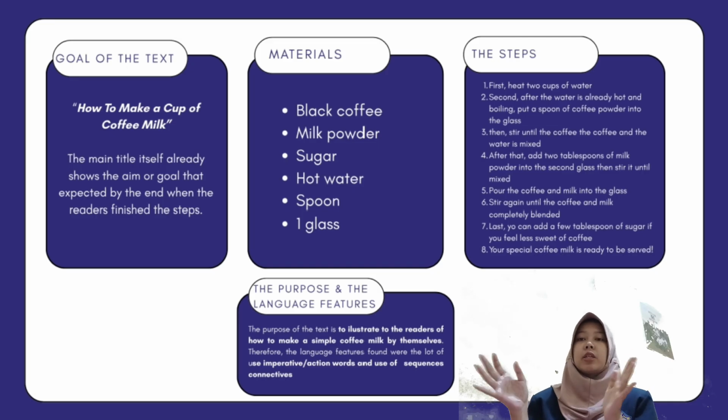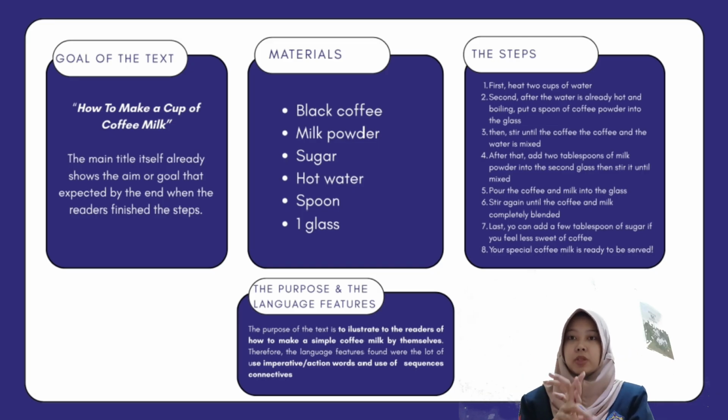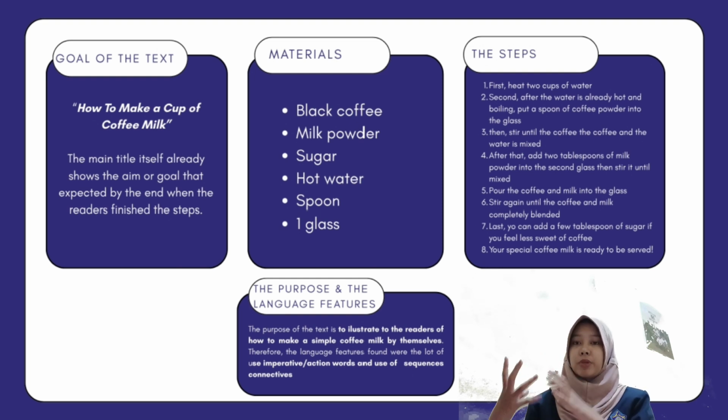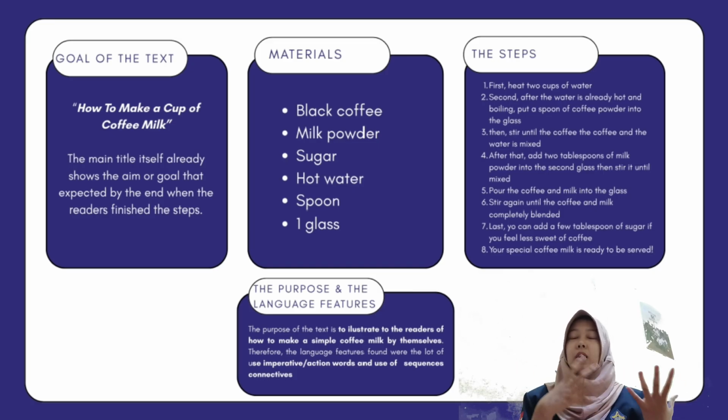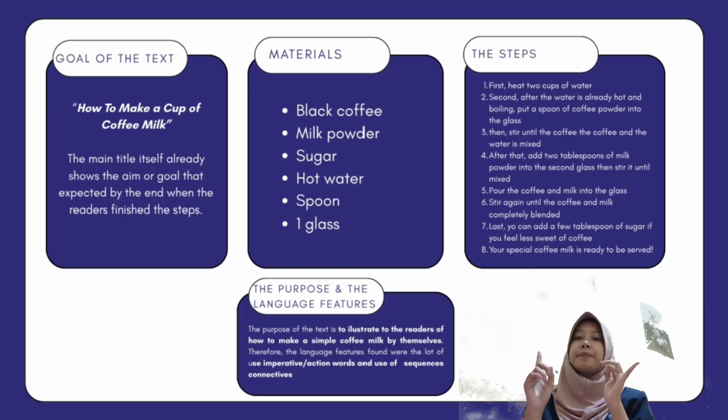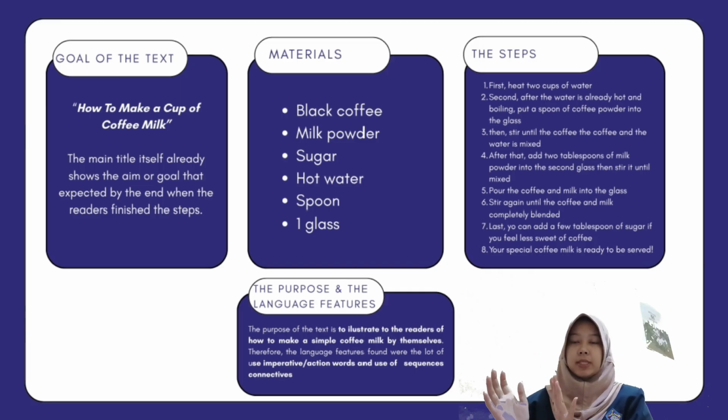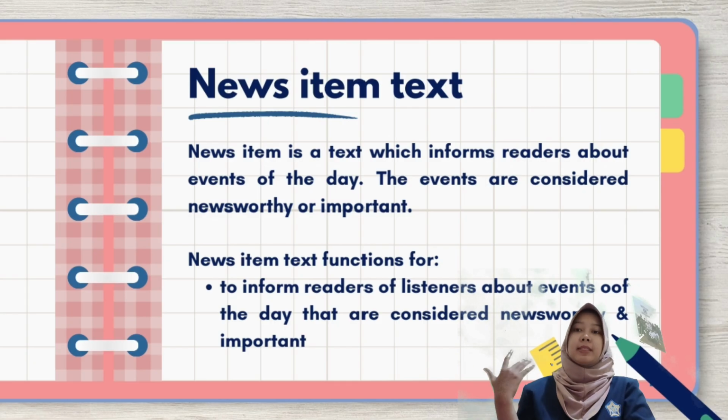And the last section is the purpose and the language features in this procedure text. So the purpose is to illustrate and demonstrate to the readers how to make a cup of milk coffee. And the language features I found are the use of imperative words and action words, and also the use of a lot of sequences. After procedure text, now we move to news item text.